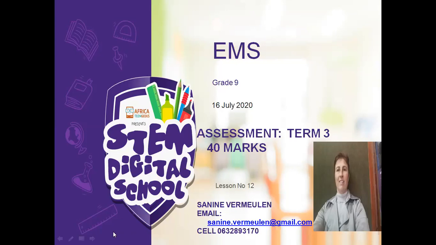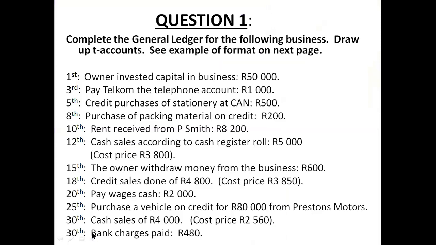It's not supposed to take you long because there's only one question for today. It's question 1. So after your name and surname, you can already write question 1. And then it says, complete the general ledger for the following business. Draw up T accounts. See example of format on next page. And then you see there are quite a few transactions.